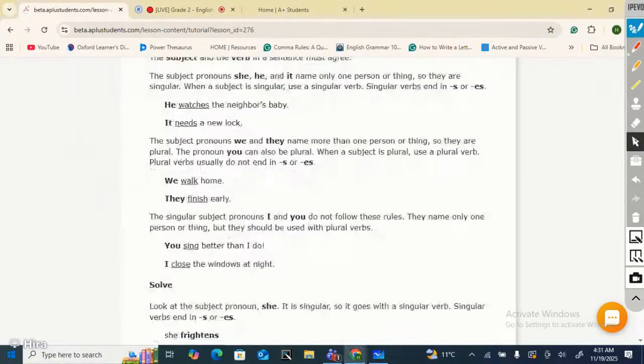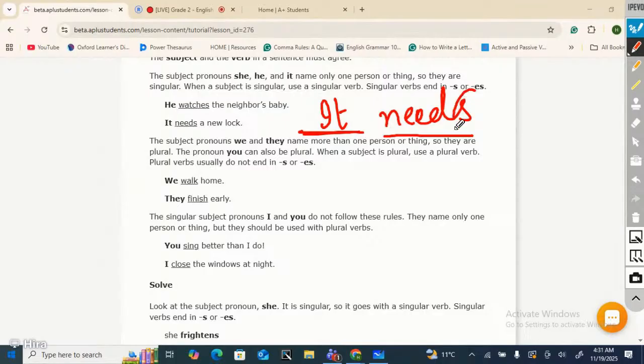It needs a new lock. It, maybe a thing, needs. Now again, it is a singular subject because it names one thing. So it's a singular subject. We use a singular verb with it which ends in s. It needs. We cannot say it need. That would be wrong because need is a plural verb. With singular subject, we cannot use a plural verb. If it's singular subject, we use a singular verb which ends in s or es.